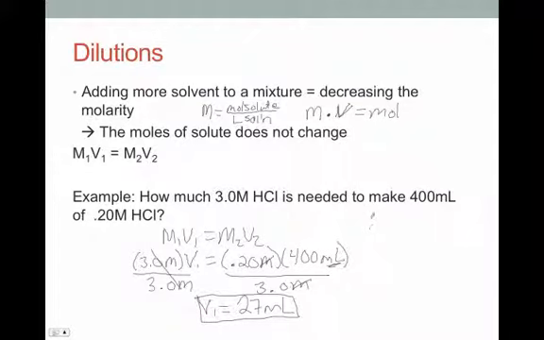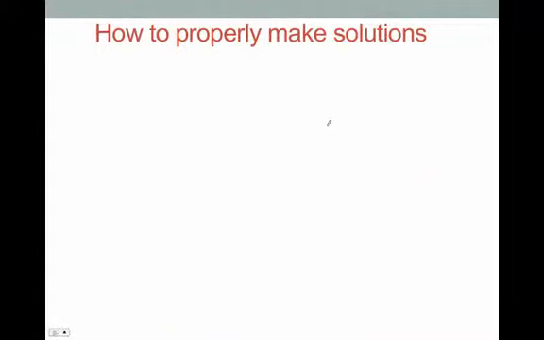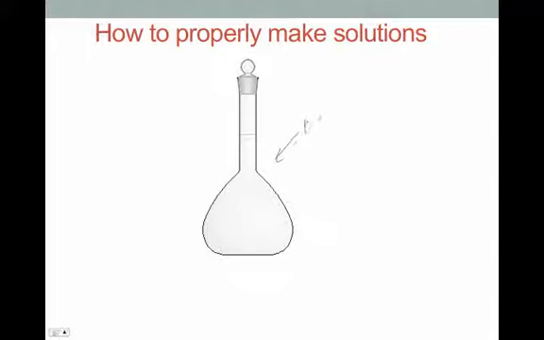So now we're going to use that concept plus some other concepts to discuss how to properly make solutions. The first thing you need to know is anytime you're making a solution, we're going to be using this piece of lab equipment, and this is called a volumetric flask. So there's two ways to make solutions. You're going to either make them from a powder or from a stock solution. If you're making them from a powder, it's just like when you make Kool-Aid, you put some powder in and you add water.